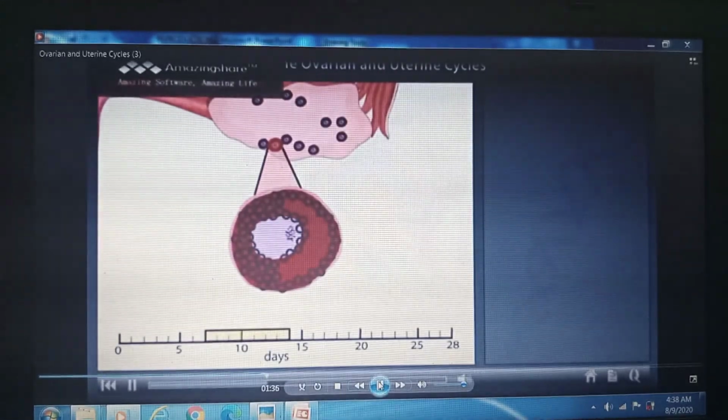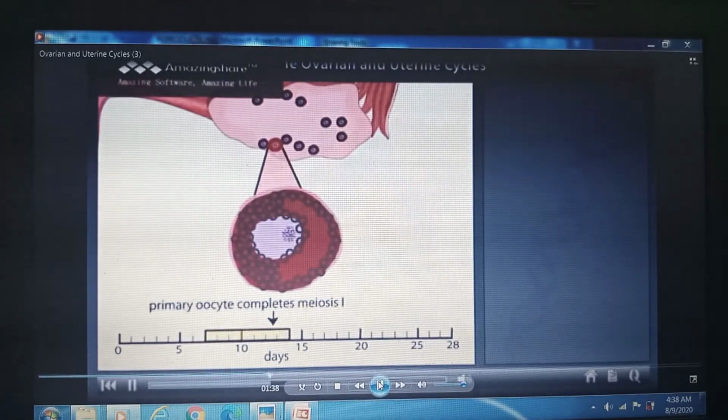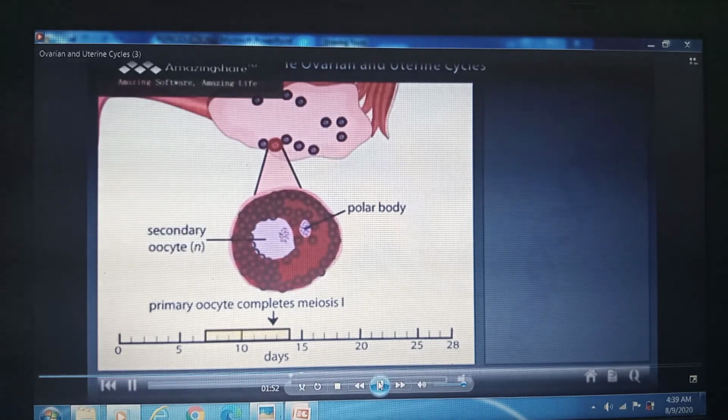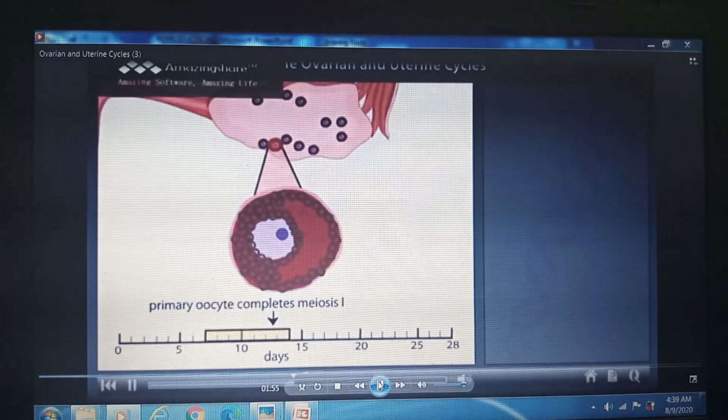The maturing primary oocyte completes meiosis 1 and divides into 2 haploid cells. Each of these cells receives half the chromosomes. However, one cell, called a polar body, receives very little cytoplasm. The other, now a secondary oocyte, enters meiosis 2 and rests there until fertilization.